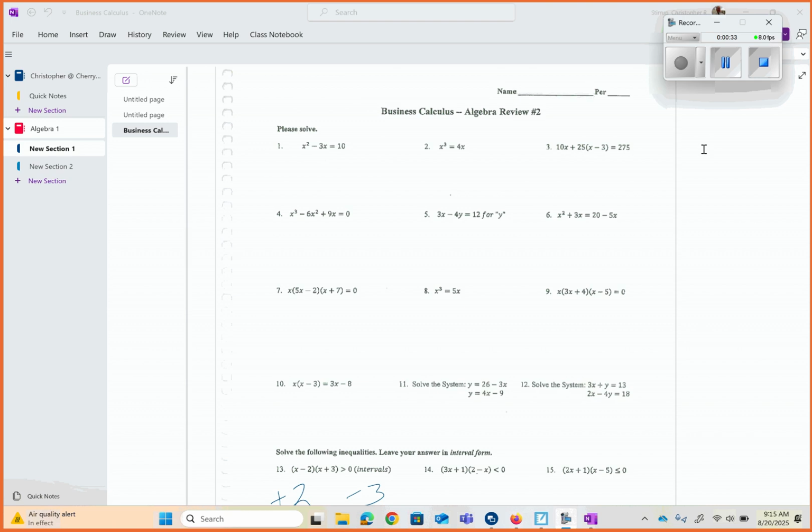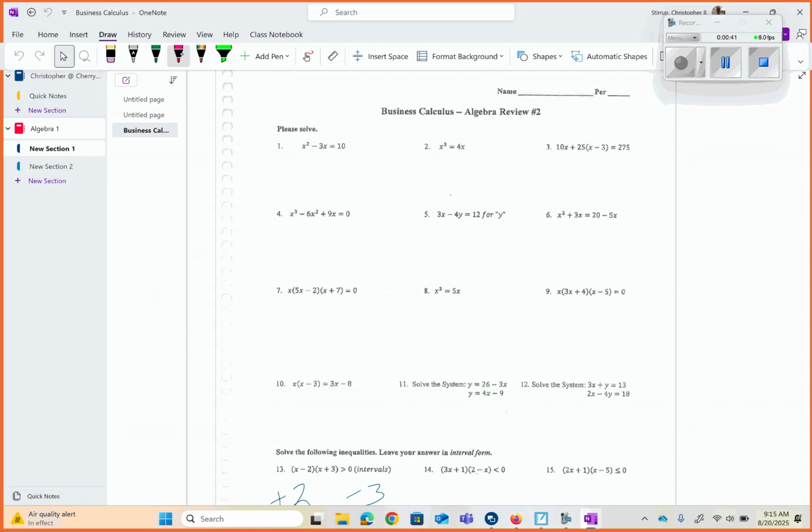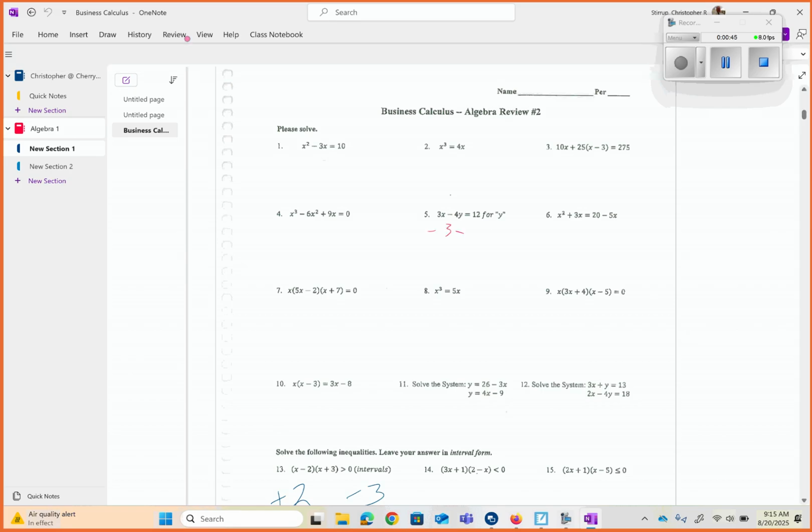So that's just an algebra 1 thing. You kind of squeezed in there. So let's just hit number 5 real quick and then see how the rest go. This one we want to solve for y. So subtract 3x. Negative 4y equals negative 3x plus 12. Divide by 4. So that's going to be 3 over 4 positive, and that's negative 3. So that's the only one that's a little different. Agree?